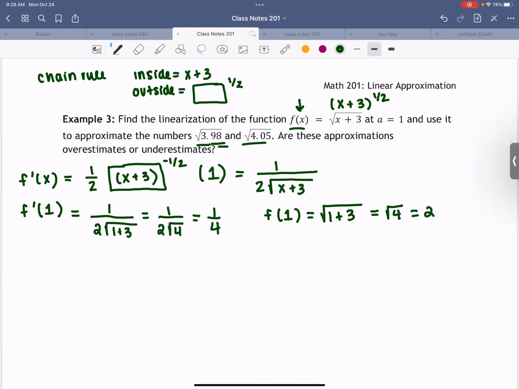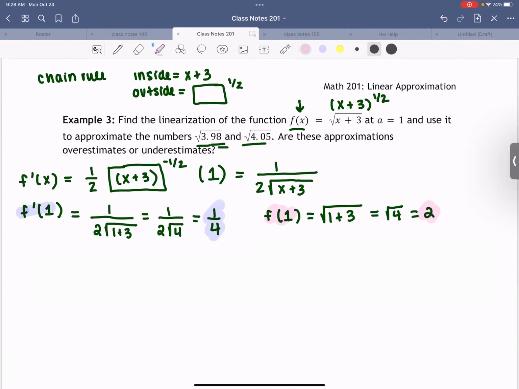Okay. So I know this is a lot that I just wrote down here. I found my function. Let me make this a little bigger. I found my derivative. I evaluated the derivative at 1, and I also evaluated my function at 1. Okay. Any questions so far?